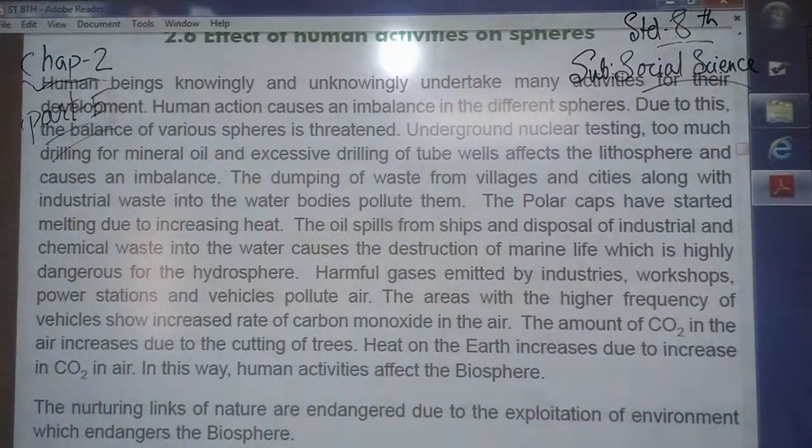Understood this thing? The amount of CO2 in the air increases due to the cutting of the trees. Naturally, carbon monoxide, carbon dioxide increases due to the increase in the higher frequency of the vehicles. आजकल सबको गाड़ी चाहिए. Naturally, गर्मी ज़्यादा है, किसी को चलना पसंद नहीं, बेहोश हो जाते हैं ना. Dehydration हो जाता है. So various reasons are there. The areas which have a high frequency of vehicles increase the rate of carbon monoxide in the air.